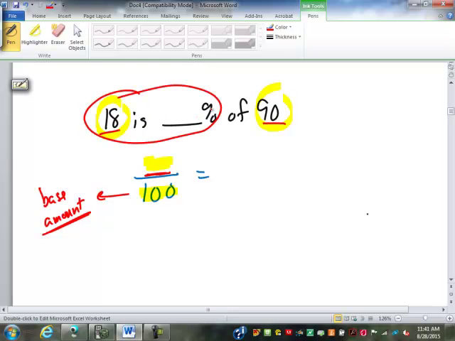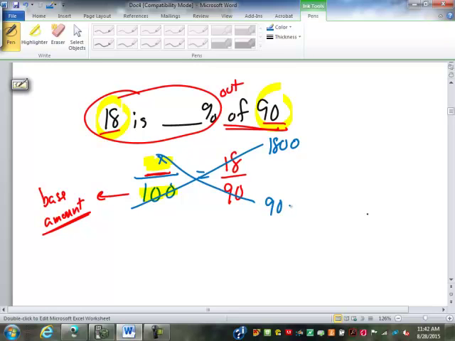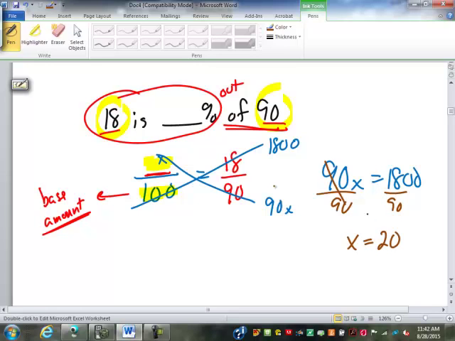18 is blank percent of 90. The 18 goes with the missing percent. Of 90, you can actually even think of that as saying out of 90. So 90 would go on bottom. So now it's 100 times 18 is 1800. I called that x. It'd be x times 90 is 90x. So 90x equals 1800. We can divide by 90. X equals 20. So 20 out of 100, or 20%.